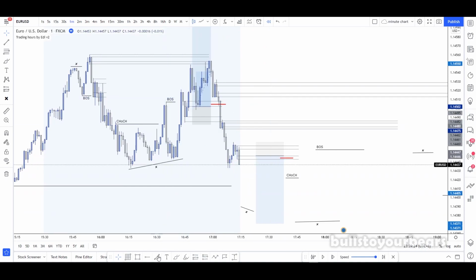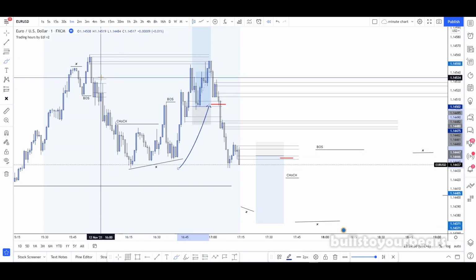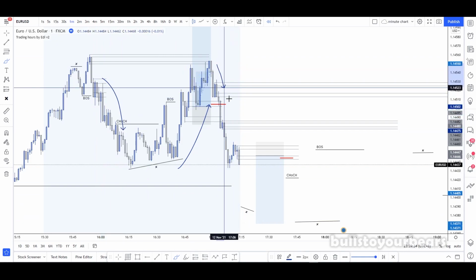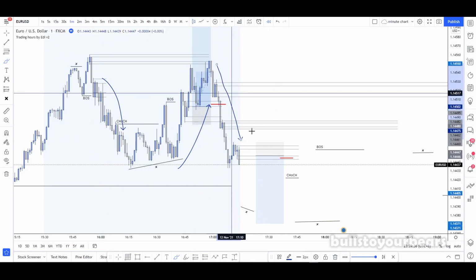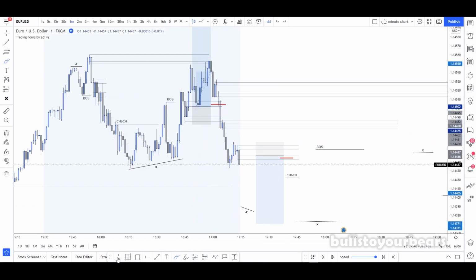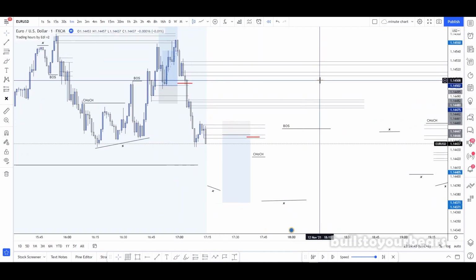Okay, so now we have a mitigation. This is your bullish order flow. We have your second bearish order flow. Now if I were to go into a lower time frame, this would be a bearish order flow, right? But I'm just going to stick to here. We are talking about mitigation and order flow. I'm trying so hard not to get off topic.